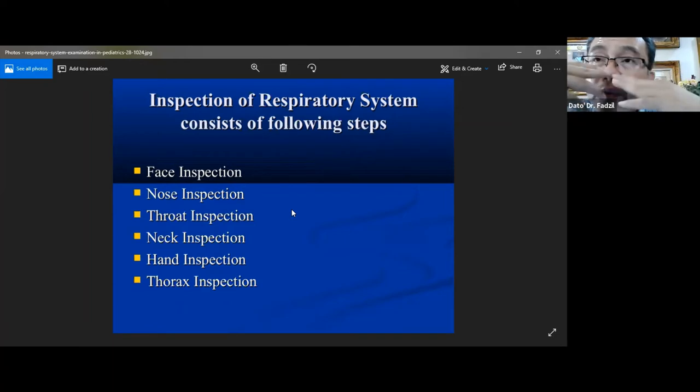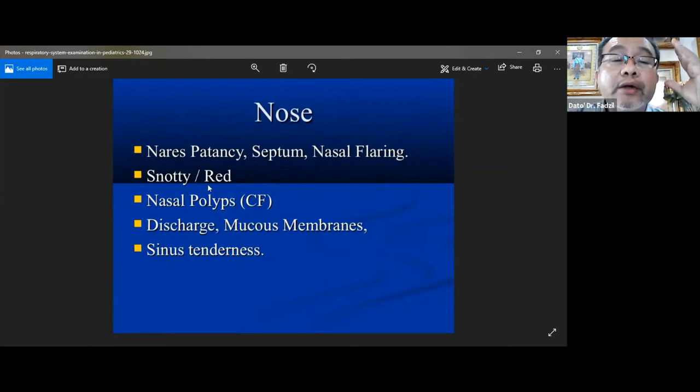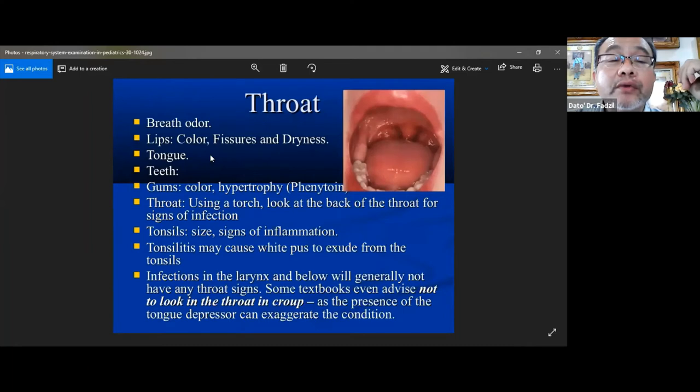And then you look at the nose. Sometimes we look at the middle turbinate, and then it goes to the mouth. We look from the hand, we go up. At the nose, look at the patency, nasal flaring, nasal polyps, discharge, mucous membrane, and sinus tenderness. Usually you press both sides of the nose to look for sinus tenderness. And then the throat: look at the lip, fissure, dryness, tongue, teeth. And at the back of the throat, look at the tonsil, the size of the tonsil, and signs of inflammation.